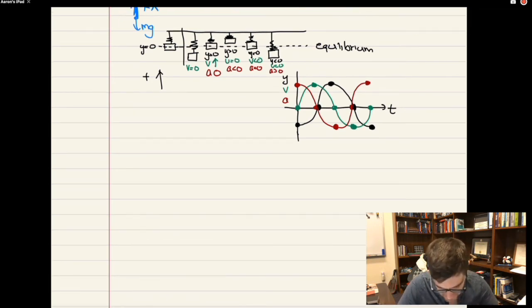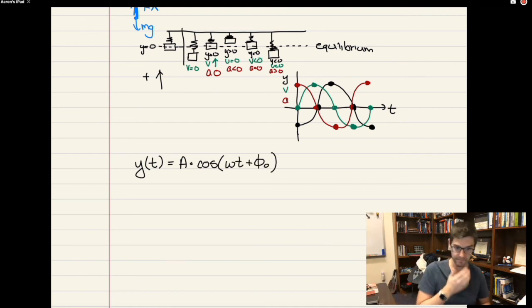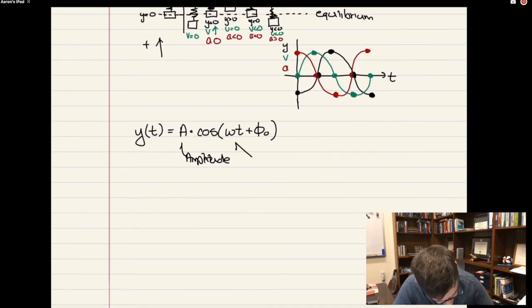And what we will see is that we can actually write down y of t, if I were to just look at the height. I can write it down as some constant A times cosine of omega t plus something we call the phase angle. So I'll define these and then we'll call it a day. So this A is called the amplitude of the wave or of the oscillation.